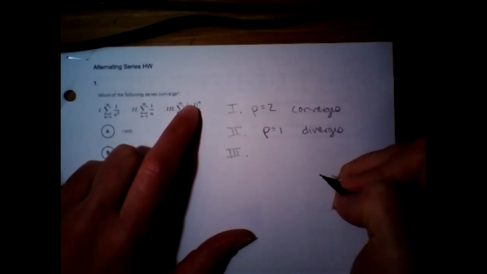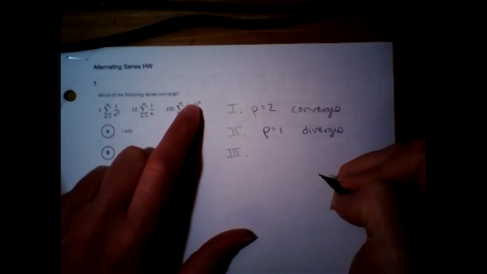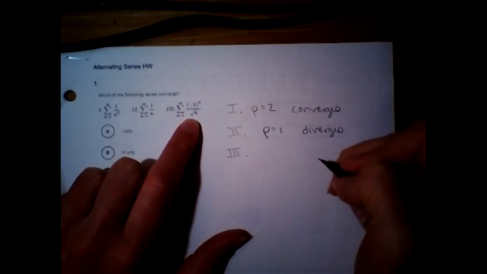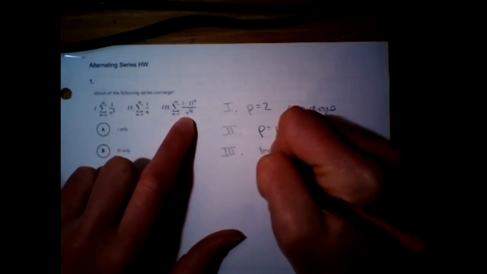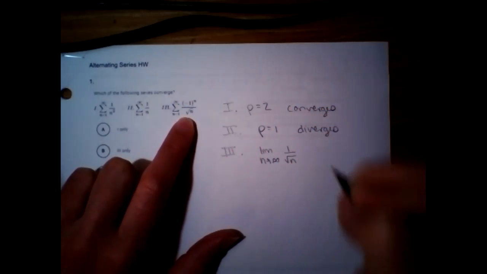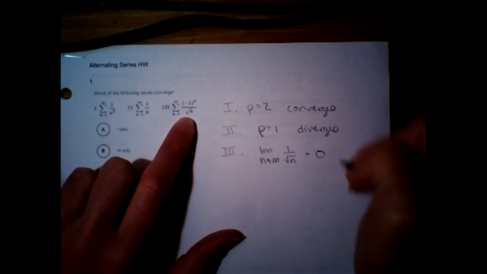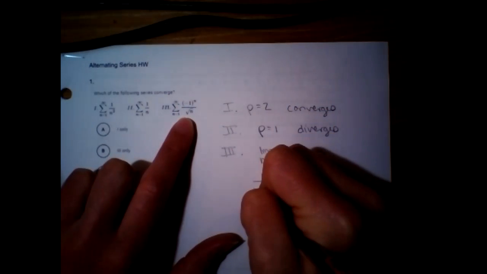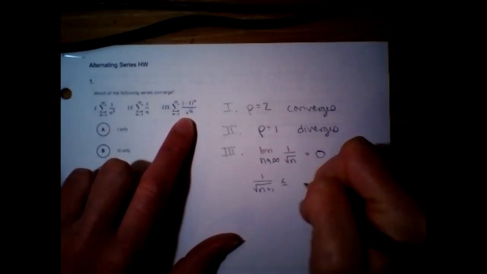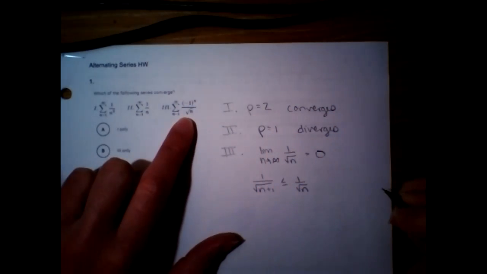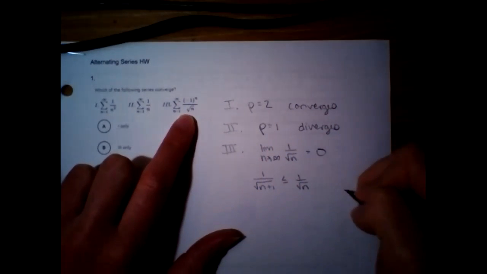And then for Roman numeral 3, this one is alternating, because we have that -1 to the n there. So we're going to do the alternating series test. The limit as n goes to infinity of 1 over square root of n. Actually, this is really similar to the one I just made up for us to go over. That's going to go to 0. And the n plus 1th term is going to be less than the nth term. So that is also going to converge.